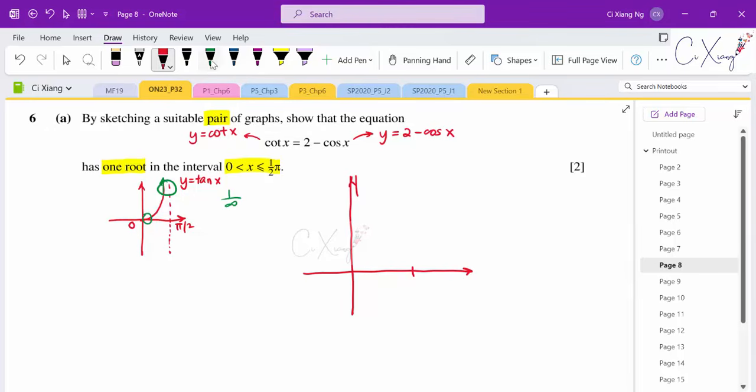So that means your graph will start from this part and at the 0 here, at the point pi over 2. So the reciprocal function for the tangent x graph will look something like this. Okay, so it should be a curve, right? If I draw it nicer, it should look something like this. So this is my y equals cotangent x. So please label it clearly, alright?